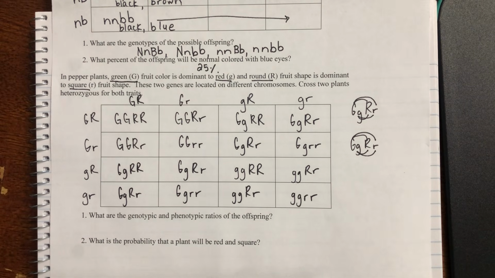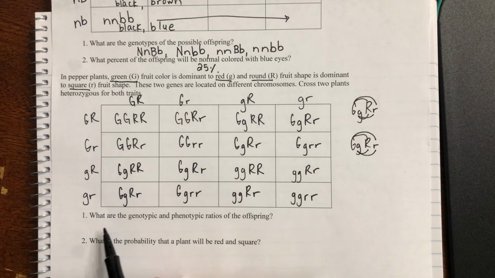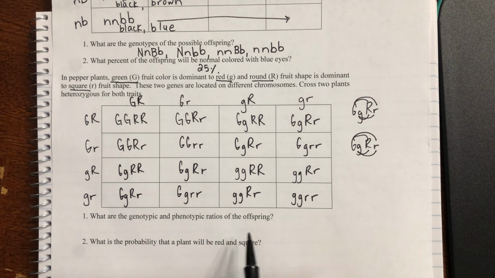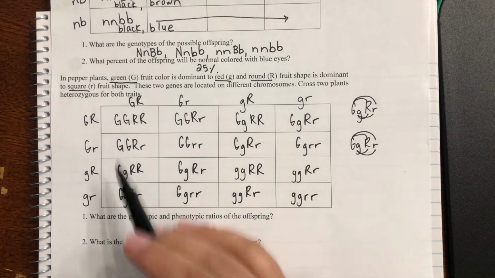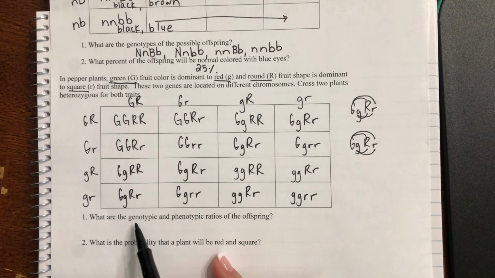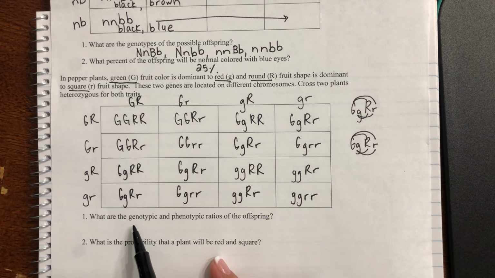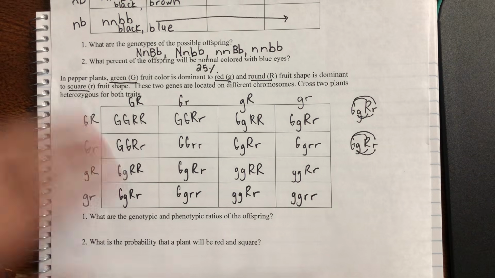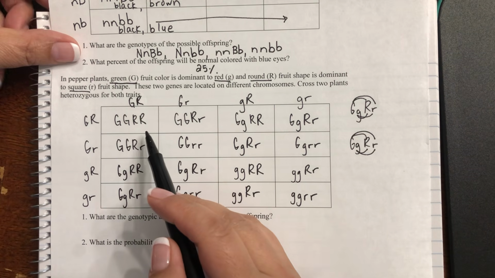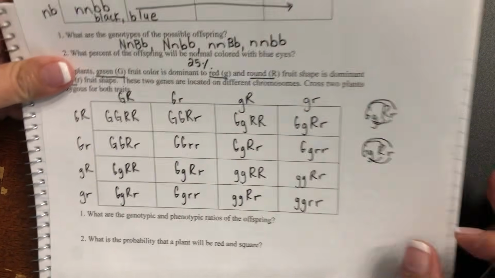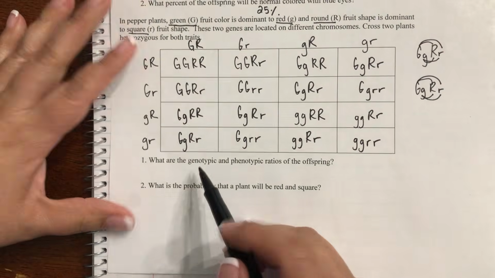Okay, so I want to finish out the rest of the problem. The question was, what are the genotypic and phenotypic ratios of the offspring? Here is my Punnett square, and in order to figure out the genotypic and phenotypic ratios, I'm going to have to go through and count how many I have of each kind. So we'll start with the genotypic ratio.